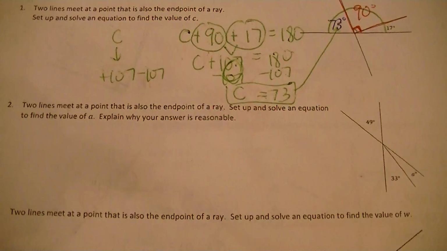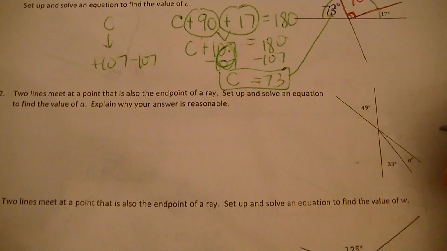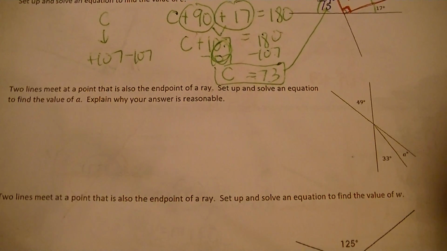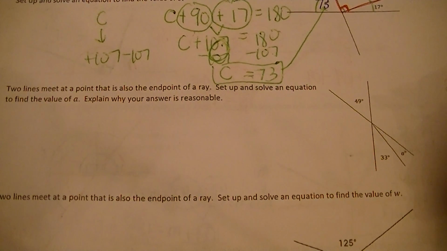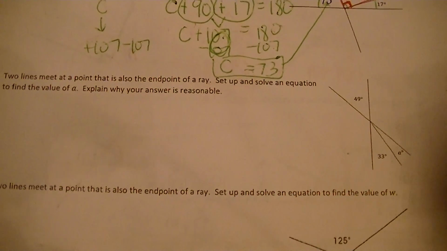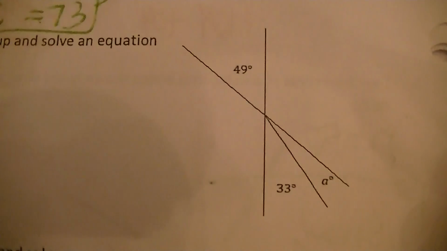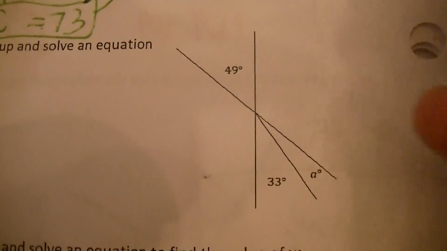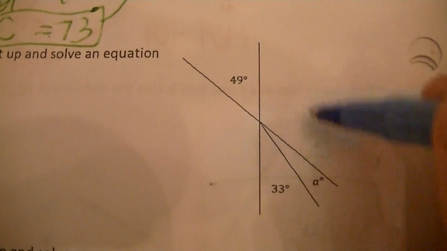The next question states that two lines meet at a point that is also the endpoint of a ray. Set up and solve an equation to find the value of A. Explain why your answer is reasonable. So I'm going to go ahead and hone in on this section. They really don't give us much information.